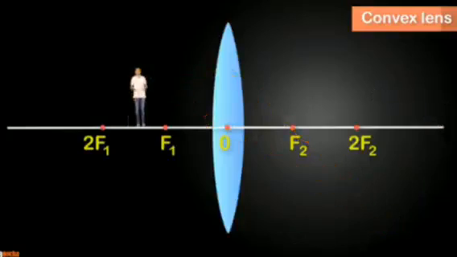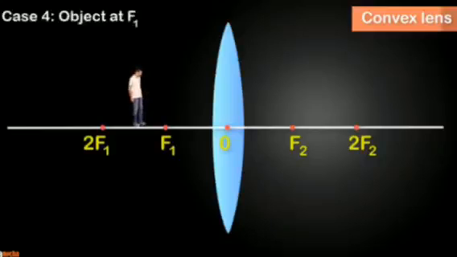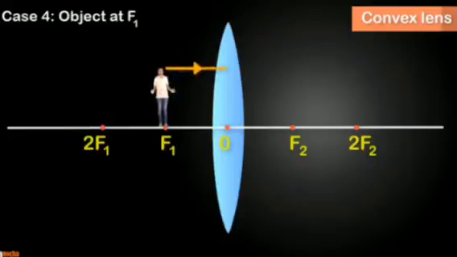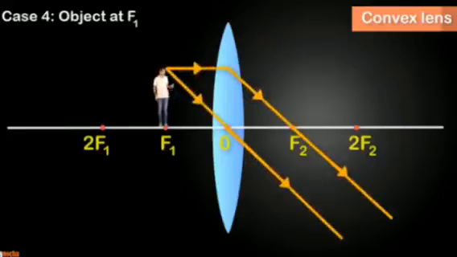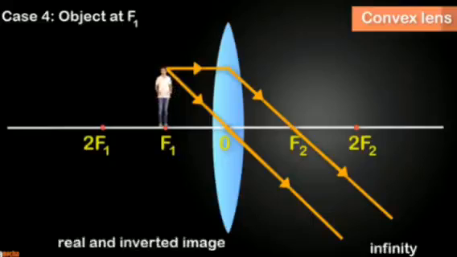Next, I'll move ahead and stand at the focus of the convex lens. Again, we need to apply 2 out of the 3 rules. This is an interesting case because as you can see, the refracted rays are parallel. The refracted rays never meet. So where is our image formed? The image is far away, formed at infinity. The image is real and inverted and it's highly magnified.